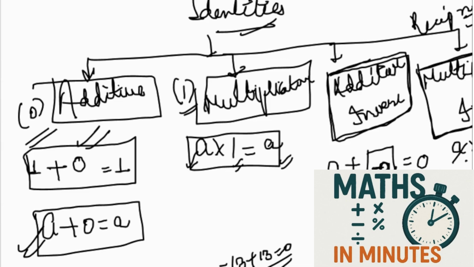So in multiplicative inverse, you just have to do the reciprocal of the original number. In additive inverse, you just have to change the sign of the original number. Additive identity is 0, multiplicative identity is 1. I hope now it is clear to everyone.